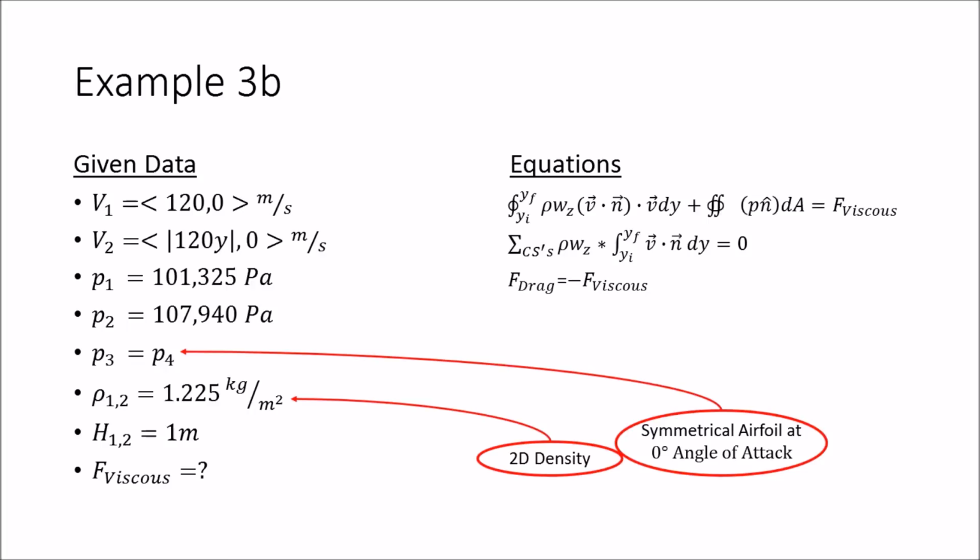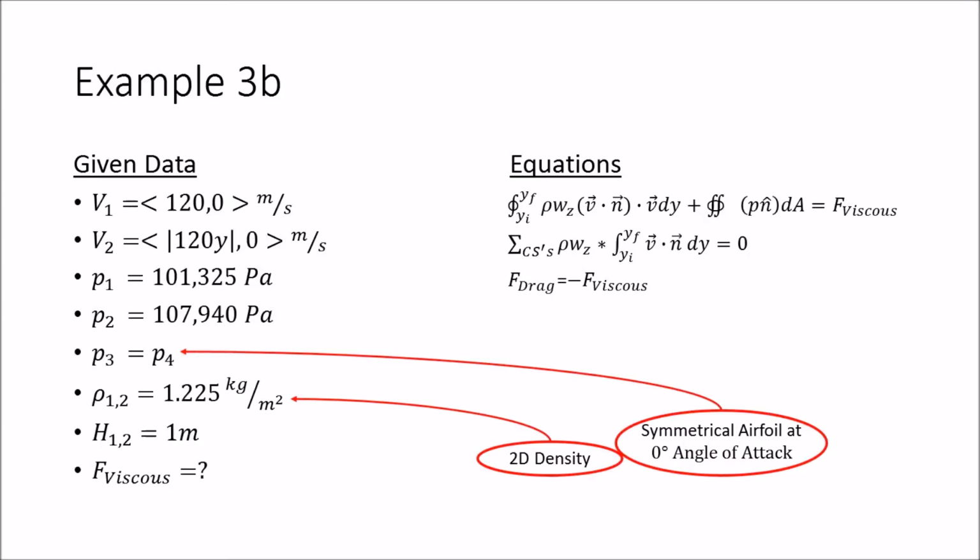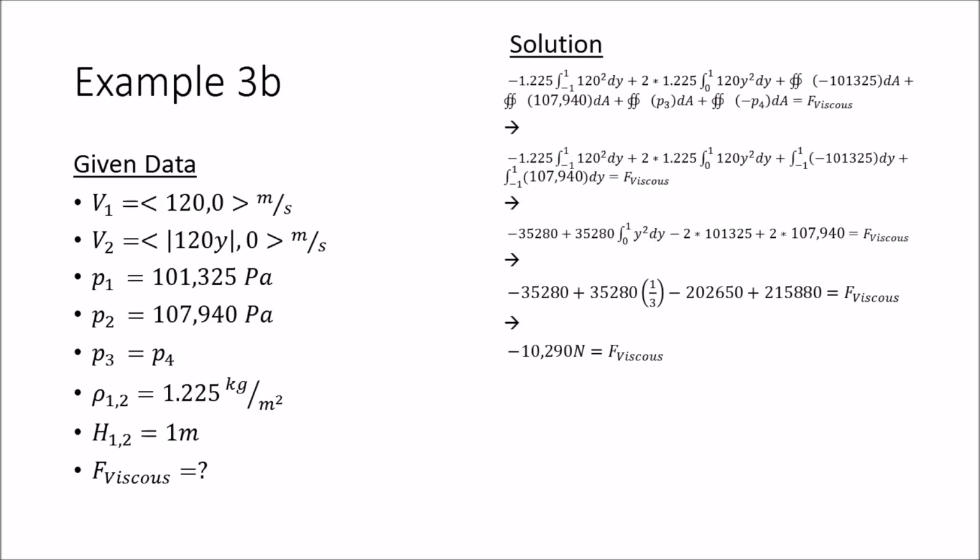I calculated the pressure at the outlet using the Bernoulli equation after taking the average velocity and using that to calculate the outlet pressure. Using the momentum equation to solve for the viscous force, we see that the two pressure components from the walls cancel each other out again, but the pressure components at the inlet and the outlet do not.